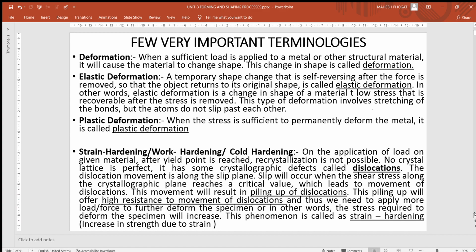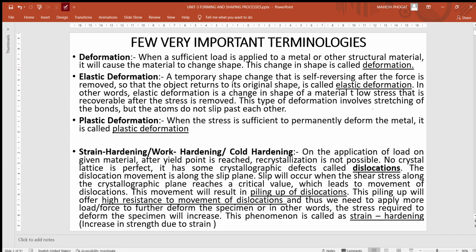Now, before moving ahead, there are a few terminologies which will come in your way while discussing these lectures. A few of them are mentioned here, out of which the first is deformation. What do you mean by deformation? Deformation means whenever any kind of load is applied on the metal, on the specimen, that load will change the shape of the material. This change in shape is called deformation.